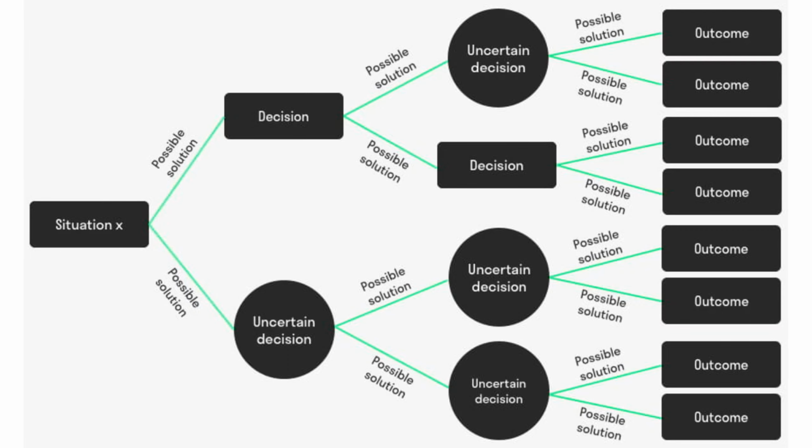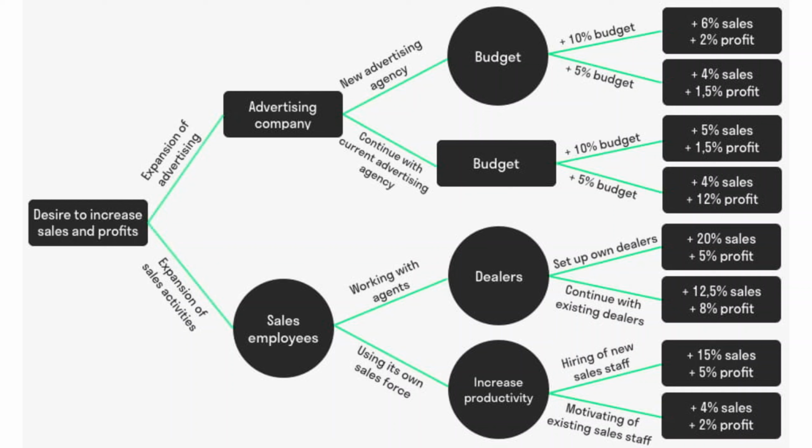So we have an example here. We have a decision node, we have our chance nodes, and then the end nodes. There's a situation and there are possible solutions. Each of these will also give us possible solutions, and then each of these possible solutions will yield a final outcome.